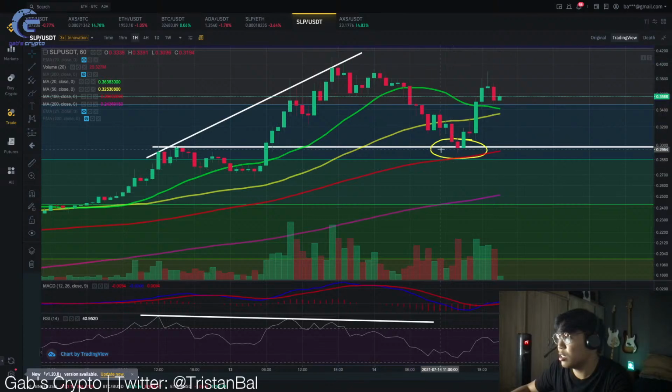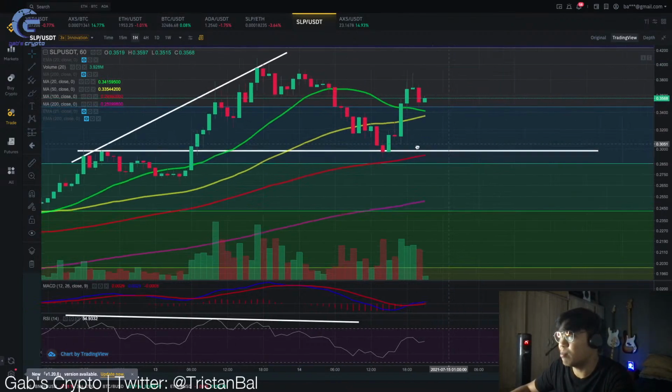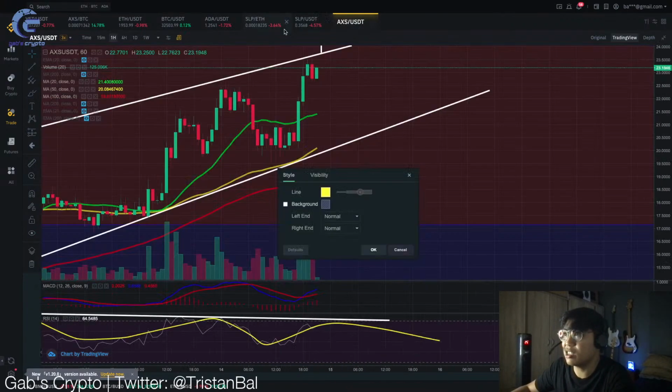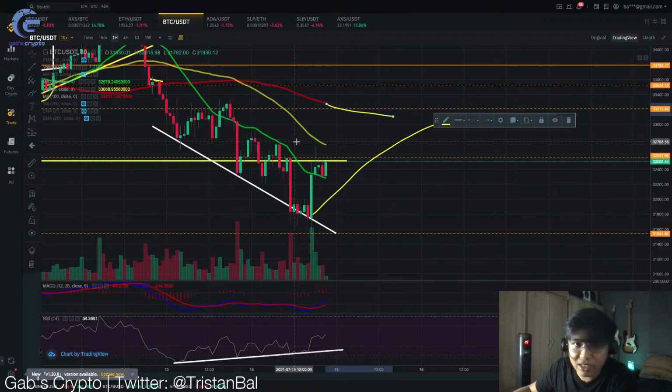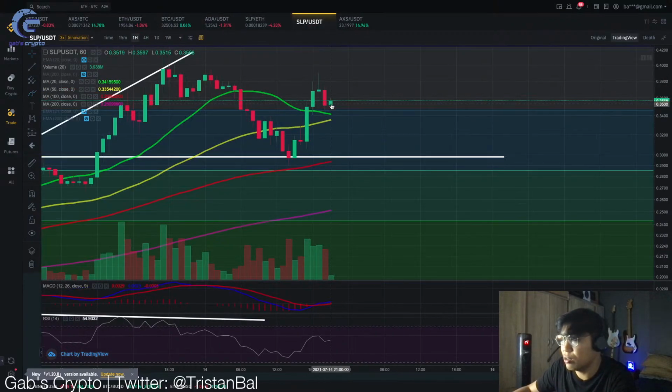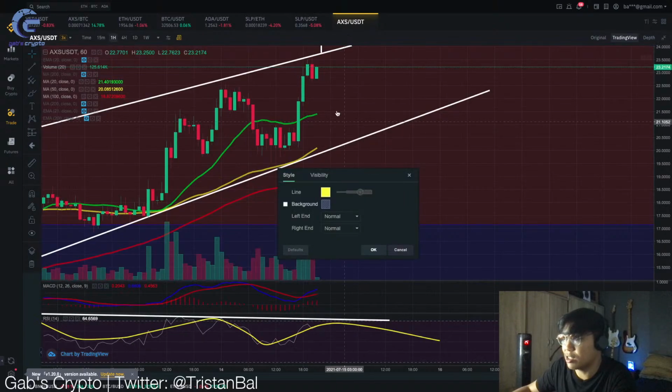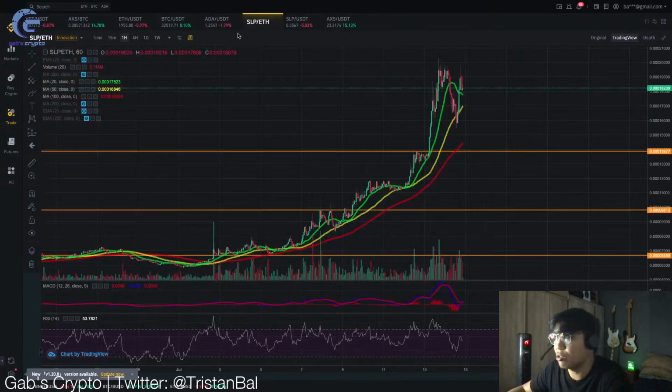So, this would indicate na dependent talaga ang price action ni SLP at Axie Infinity kay Bitcoin. So, regardless kung ano yung sundan yung token, kailangan nyo sundan palagi ang Bitcoin price action. So, ayan no, sumasabay siya. Sunod-sunod siya lahat dun, guys.